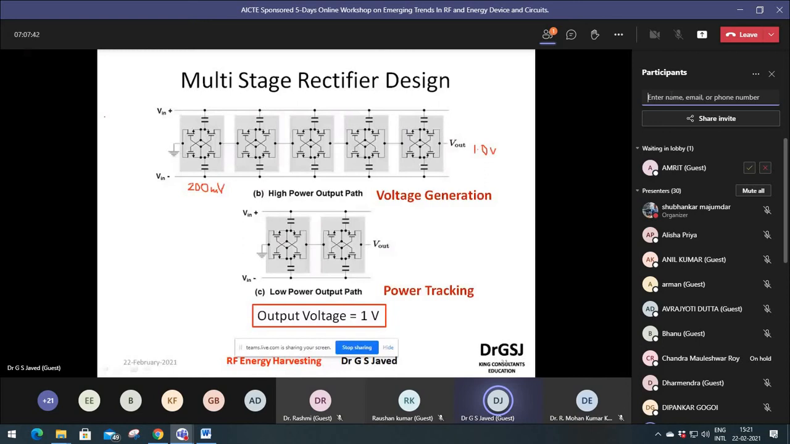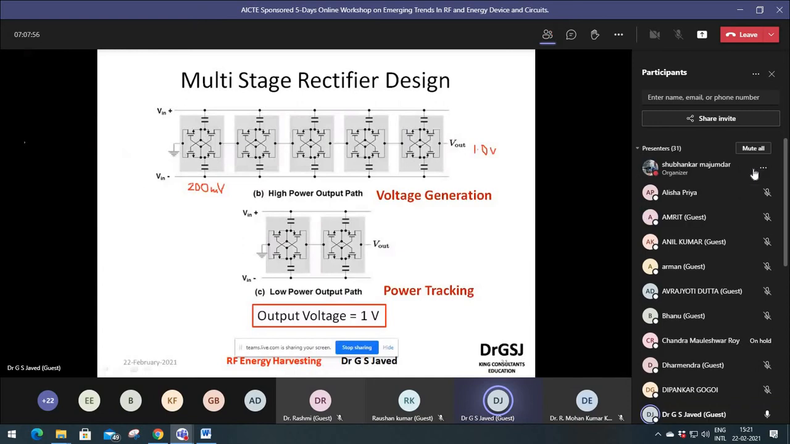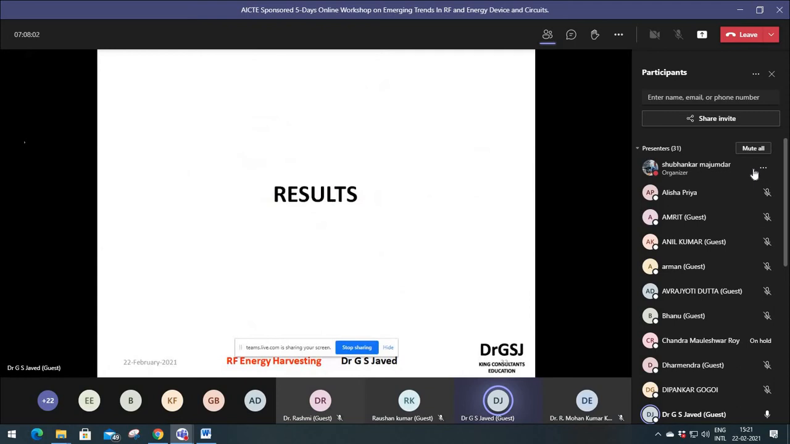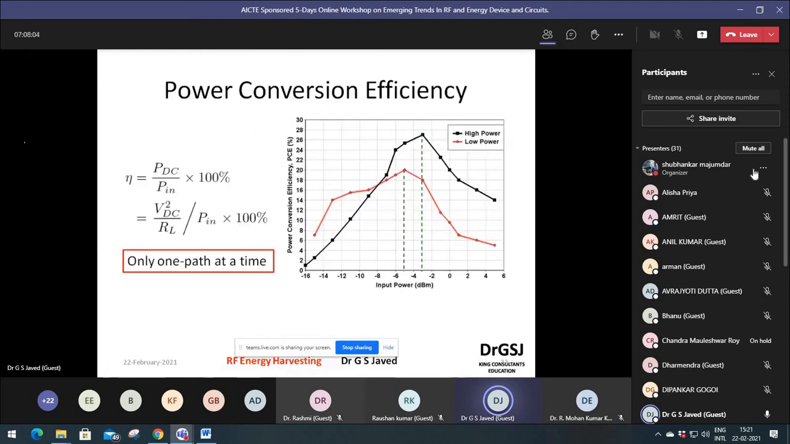Mind you, you cannot stack this infinitely and get an infinite amount of voltage. There is a limit beyond which there is no efficient power addition happening, right? So the number for this particular design was taken to be around 1 volt, and the current and voltage design was taken care of. We'll give you a quick look at the results of how it turned out.